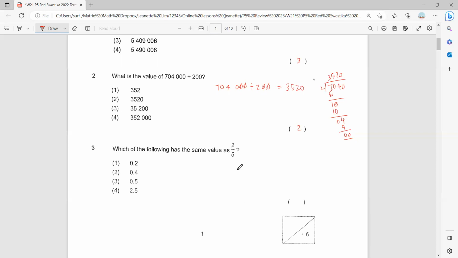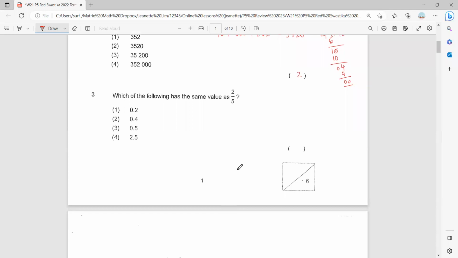Which of the following has the same value as 2/5? Now, if you want to change it to decimal, you will change it to over 10, which means we times 2. So 4/10 is the same as 0.4. 4 in the tens place, looks like that.